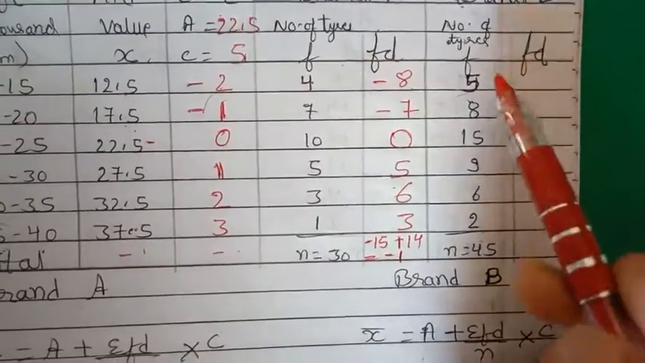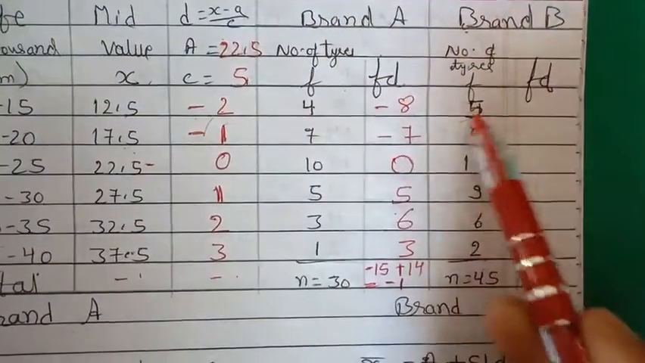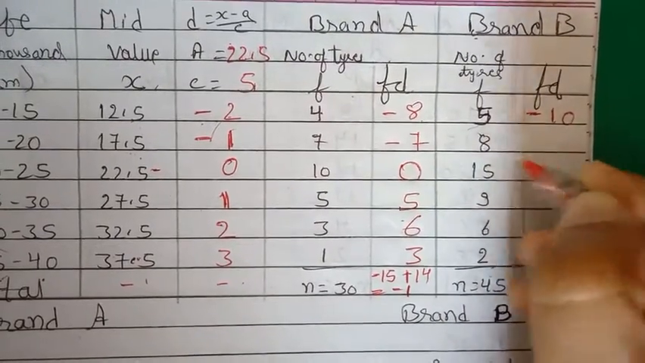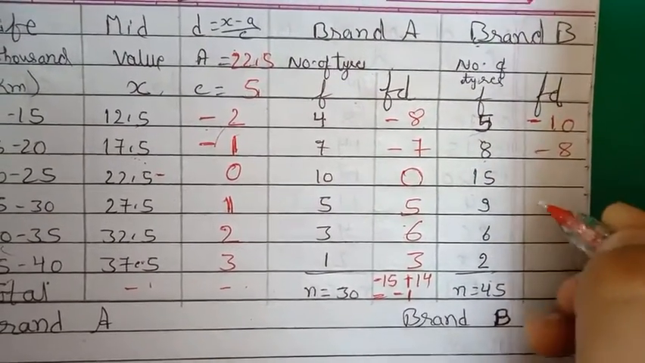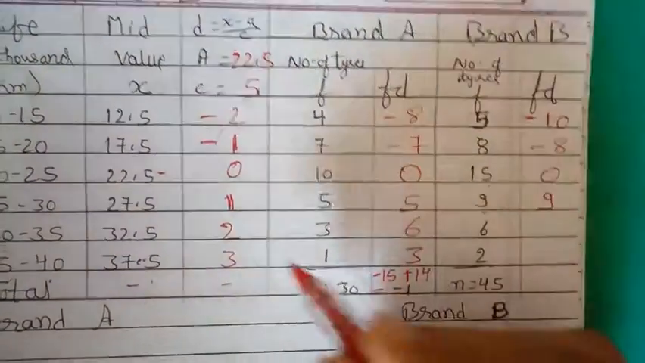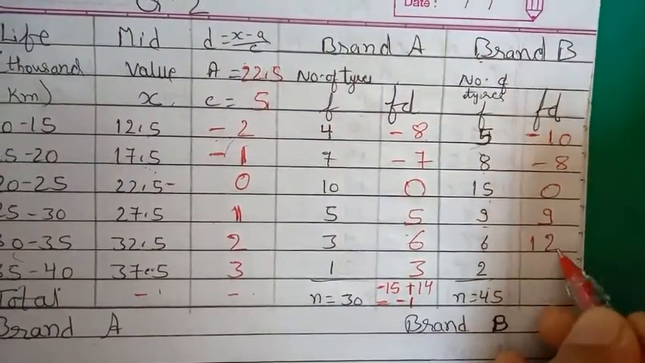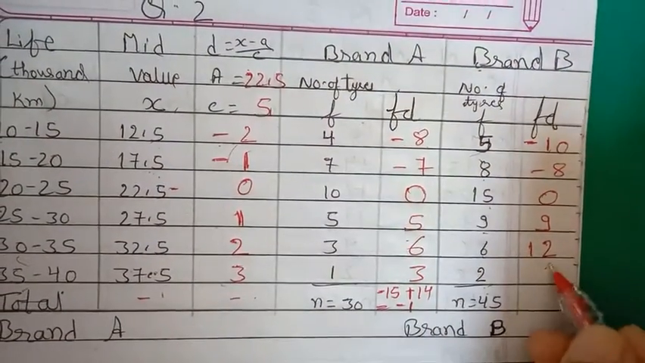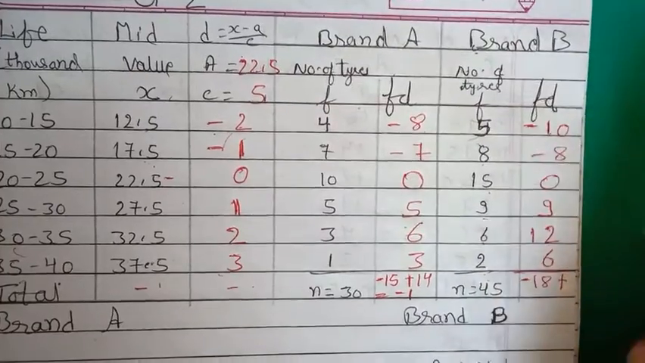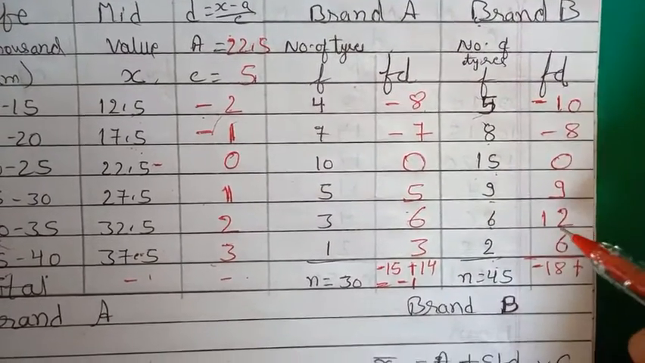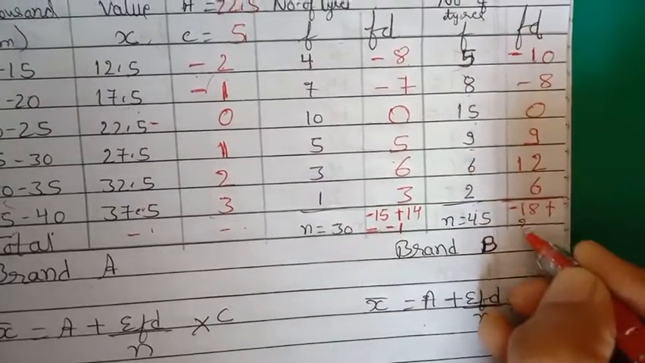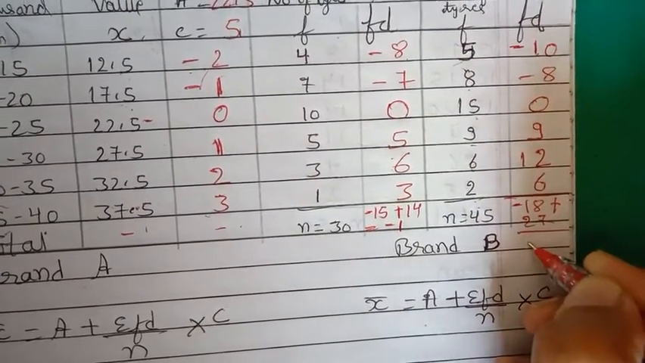Now we'll find out for brand B. So D multiplied by f: minus 2 into 5, minus 10; minus 1 into 8, minus 8; 0 multiplied by 15, 0; 1 multiplied by 9, 9; 2 multiplied by 6, 12; and 3 multiplied by 2, 6. Again, minus 18 plus 12 plus 9 plus 6, that is 27. So it will give us 9.